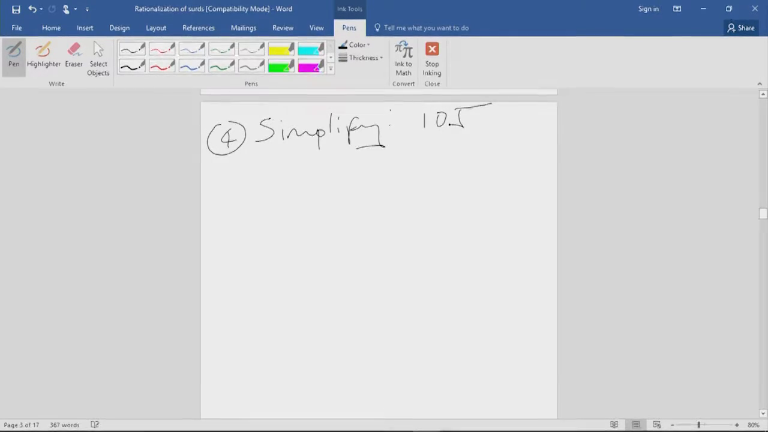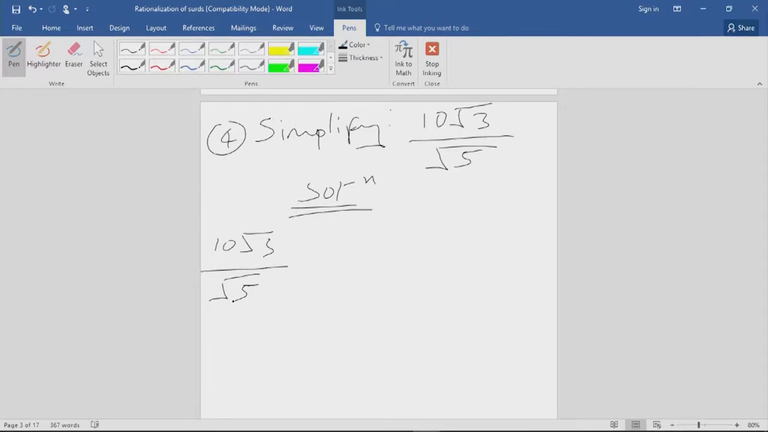10 root 3 upon the square root of 5. Okay, 10 root 3 upon root 5. A solution there: we have 10 root 3 upon root 5. Again, the first thing that comes up in our mind is to identify the rational value that you are going to use to rationalize both numerator and denominator.